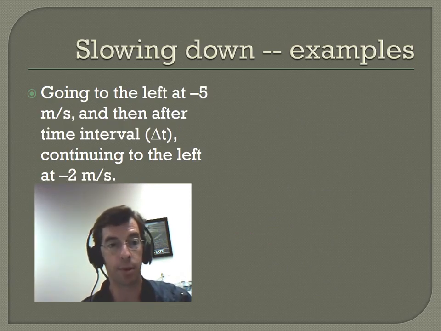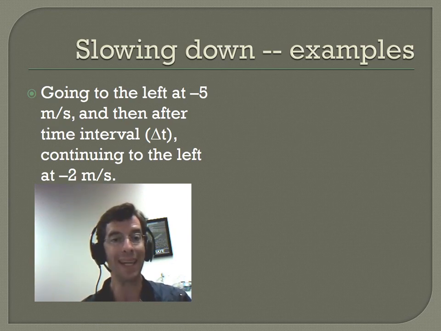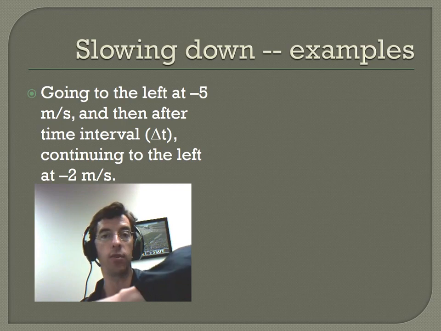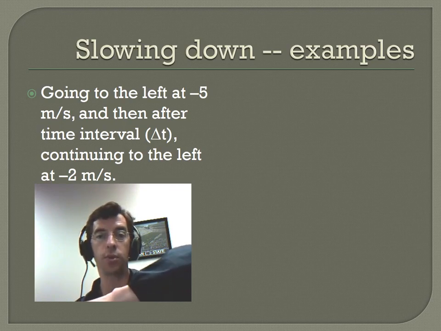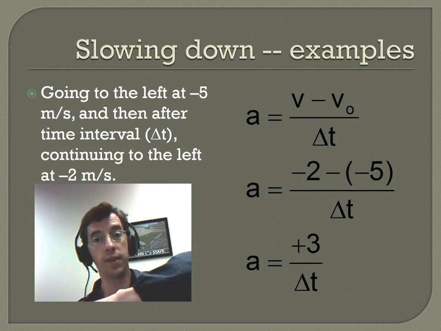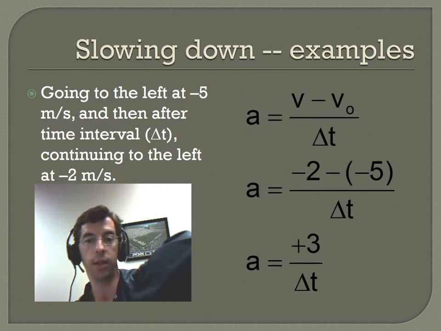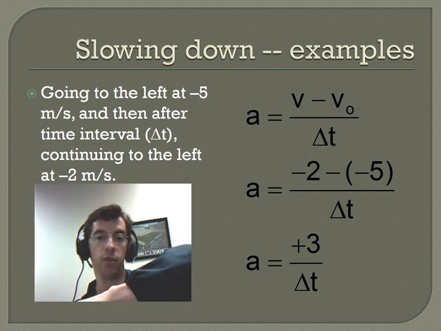And finally, our last permutation. Now we are going to the left at -5 meters per second. Remember, the negative there is significant. Velocities do have direction to them. So we're going at -5 meters per second, and then sometime later we wind up going -2 meters per second. So we're still going to the left, but we're not going as fast. And so the question is, what's the sign of our acceleration? Again, what's that swing there? Notice I go from -5 to -2.